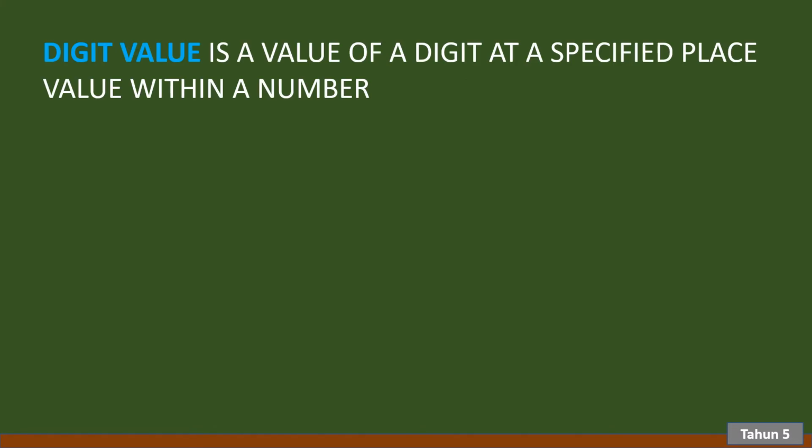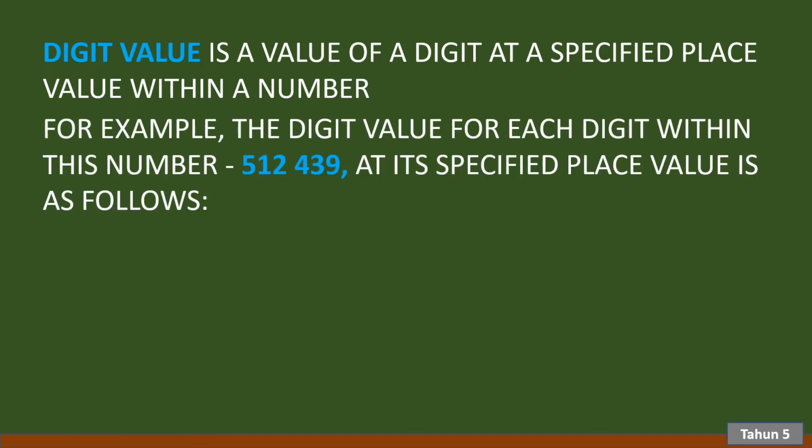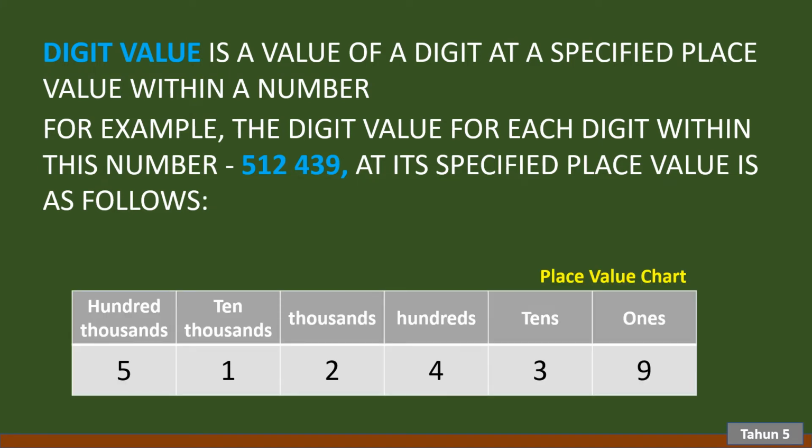Digit value is a value of a digit at a specified place value within a number. For example, the digit value for each digit within this number 512,439 at its specified place value is as follows.